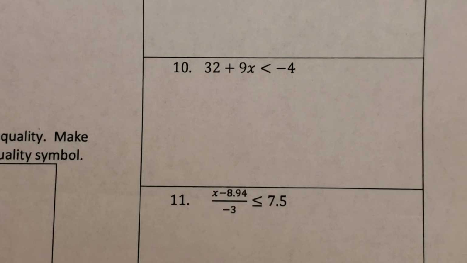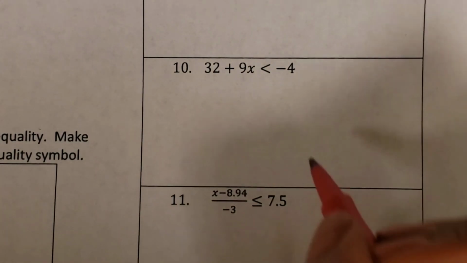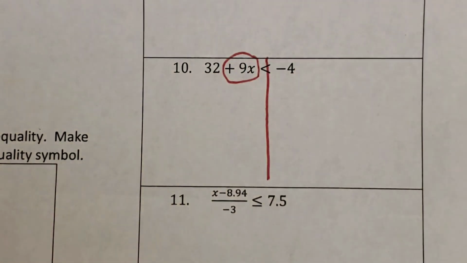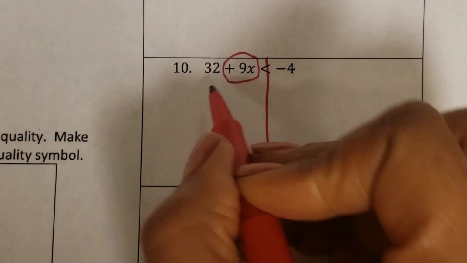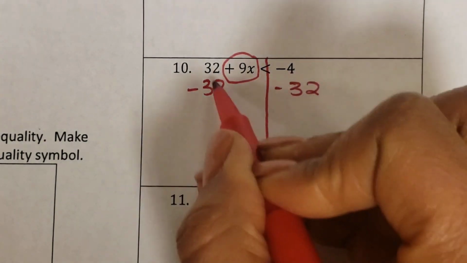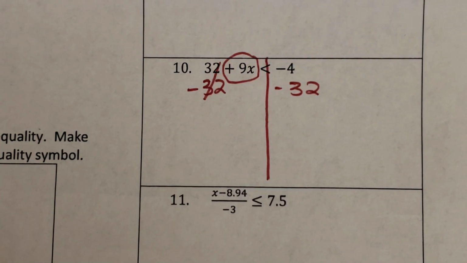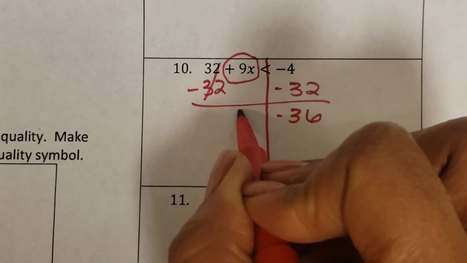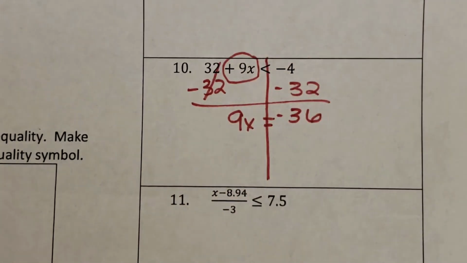Let's take a look at number 10. So right here, we can see that we're going to go ahead and put our line down the middle. We circle our variable and number, which is going to be this positive 9x. Next, because this is a positive 32, we are going to subtract 32 from each side. Those 32's cancel out, and when I do -4 minus 32, I'm going to be left with a -36.